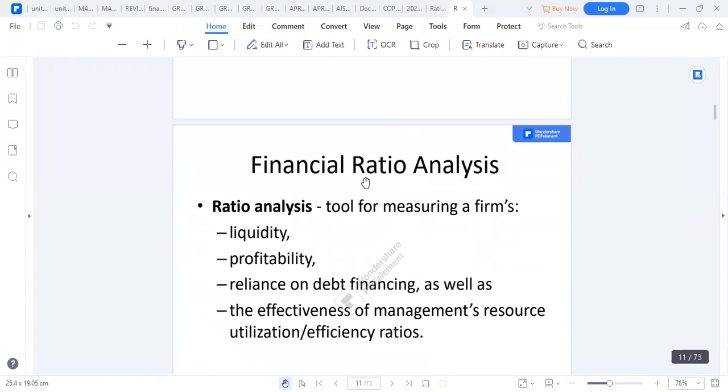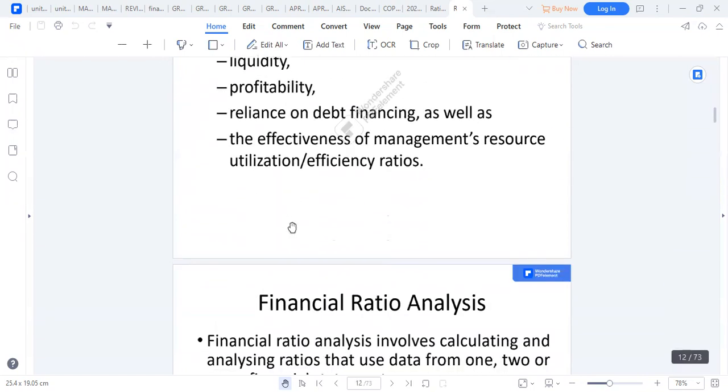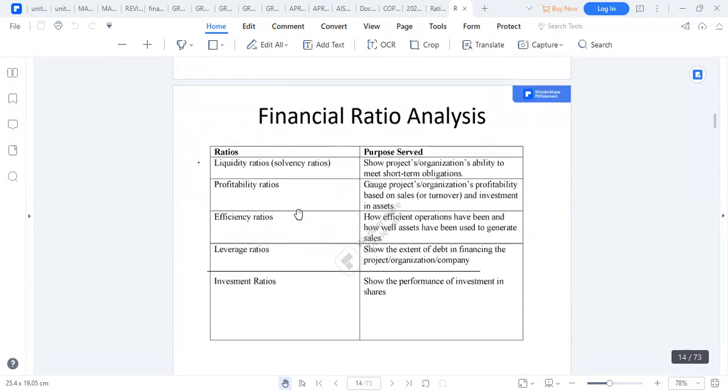So the ratios we're going to look at under ratio analysis will be five: the liquidity ratios, profitability ratios, efficiency ratios, leverage ratios, and investment ratios. And these ratios have the following purposes. Number one, liquidity ratios look at how our firm will meet its short-term obligations. Profitability ratios look at how the firm is able to gauge its profitability based on its sales and its assets. Efficiency ratios look at how well our assets are being used to generate sales, and leverage ratios look at the extent to which debt is used to finance a company.